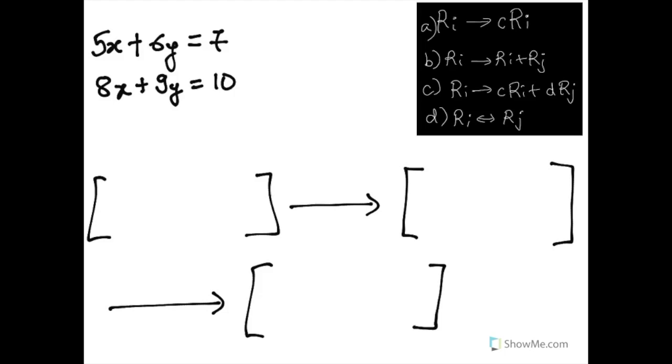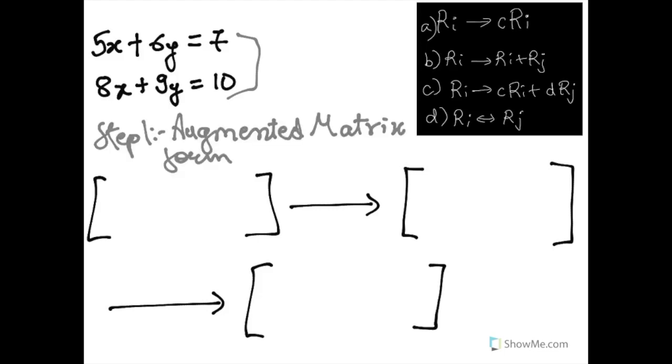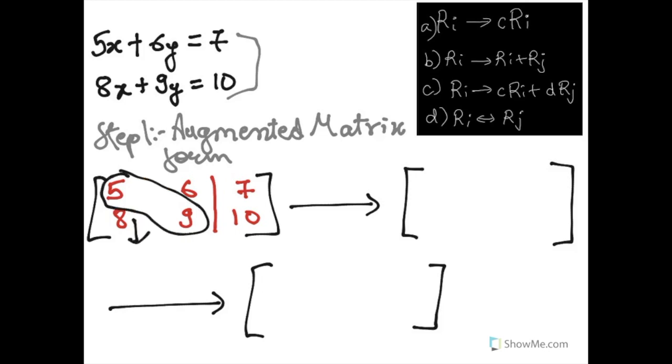So the first step is to write the linear system into an augmented matrix form. So you write each component into its corresponding box. So 5 will be here, 6, 7, 8, 9, 10. Now, we know that the goal is for the diagonal components to be 1 and anything above and below the diagonal to be 0.